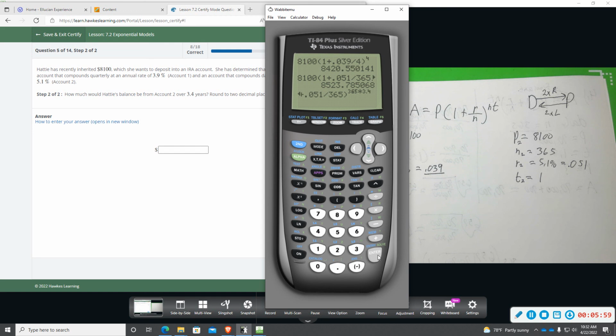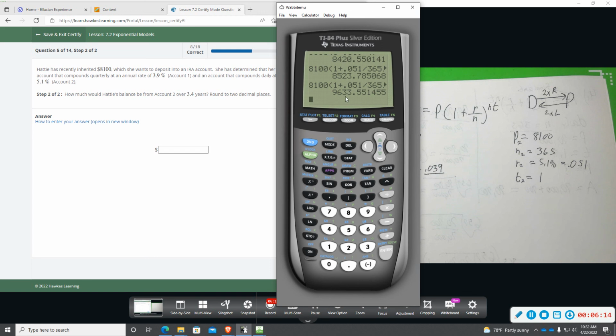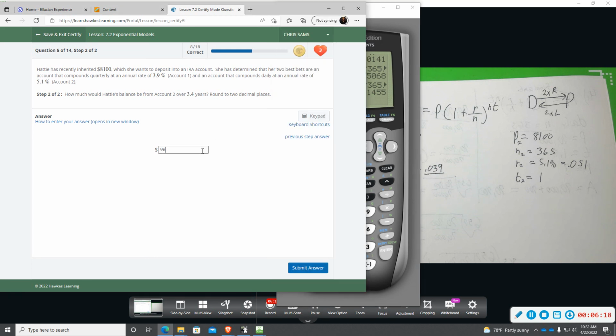So after 3.4 years, you would have $9,600 in the account. So she's increased by about 1,500. We're going to round this to 2 decimal places, so $9,633.55.